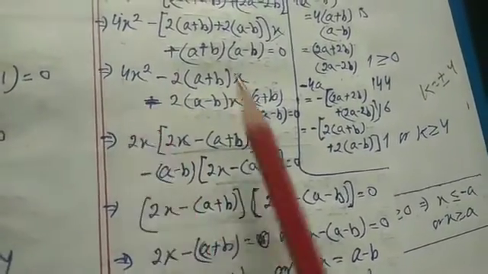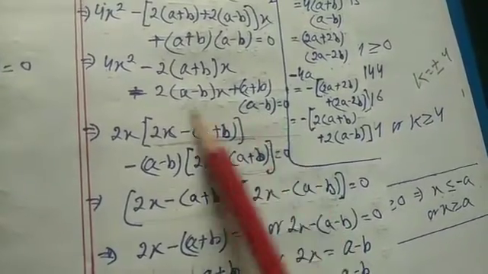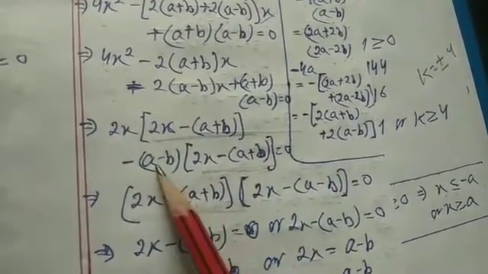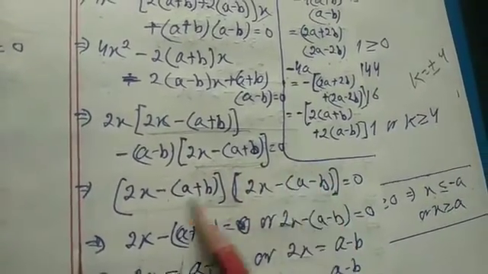So now the remaining term here is 2x minus of (a plus b). Now what is common here? Common is a minus b here. So we have taken minus sign also. So if we have minus (a minus b) common, within bracket we have 2x minus of (a plus b) is equal to 0.